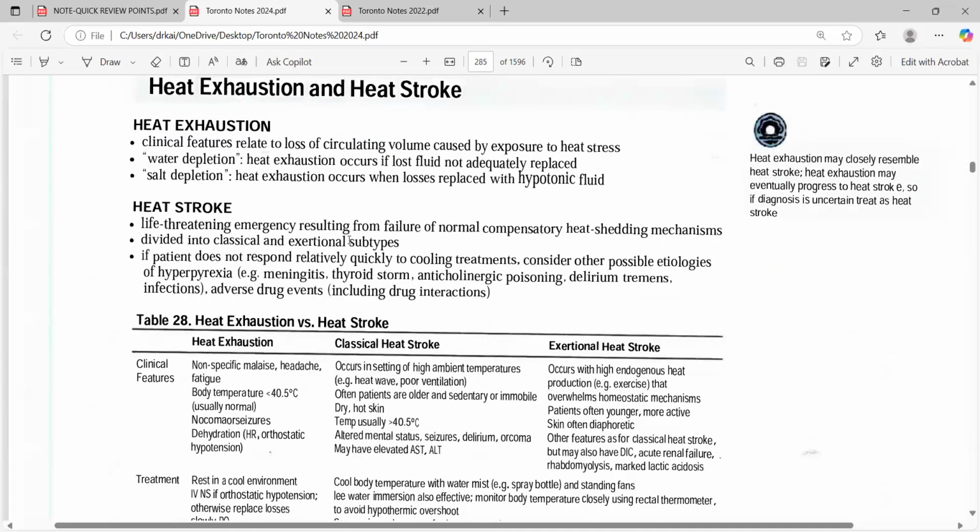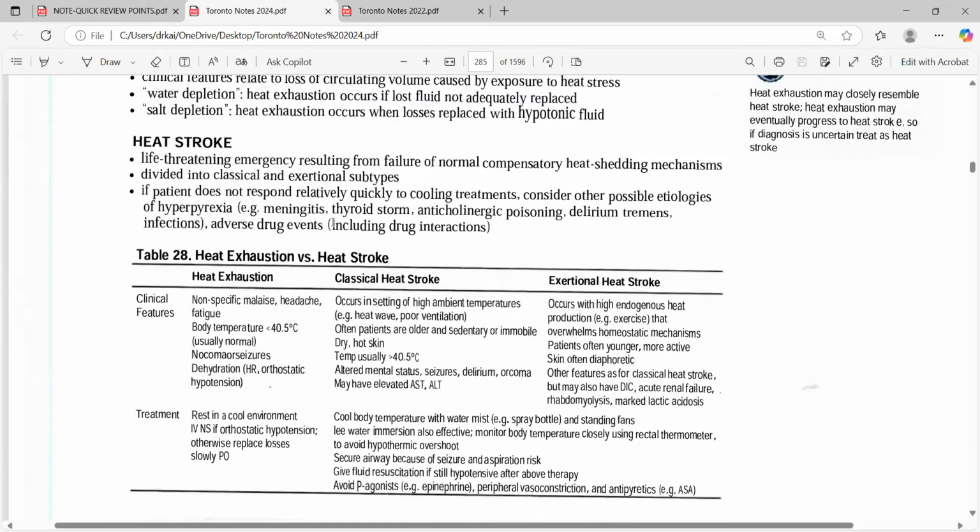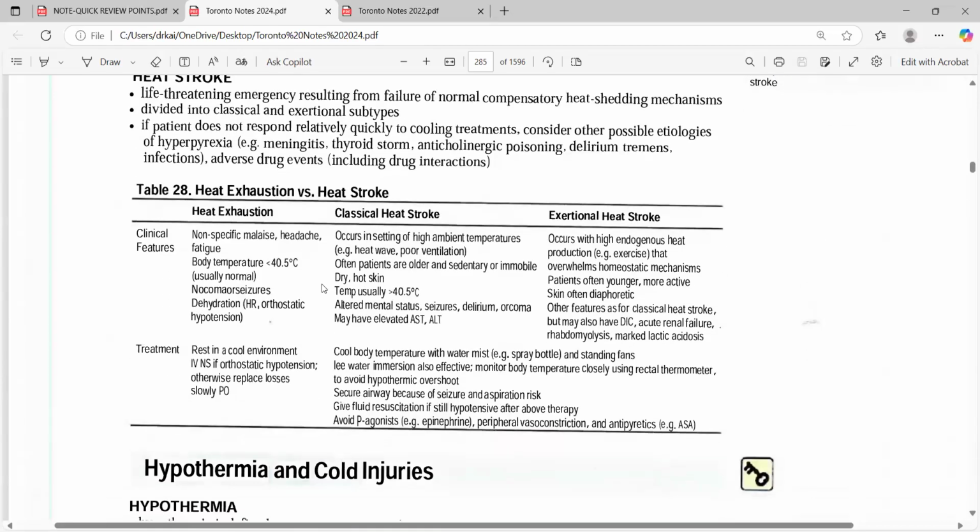Here comes one of the most important topics of emergency medicine. What is heat stroke and what is heat exhaustion? Just this table is enough. You can see heat exhaustion, classical heat stroke and exertional heat stroke. A lot of patients present in a family medicine or emergency medicine practice saying, oh, I'm having a heat stroke. They usually say heat stroke, they don't say heat exhaustion. So in that case, how are you going to manage or approach that person?